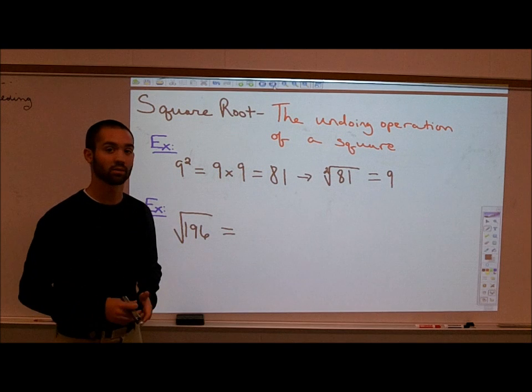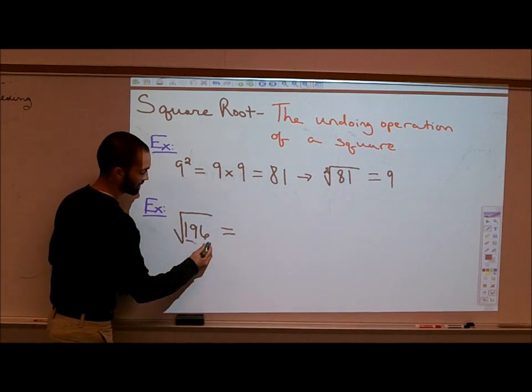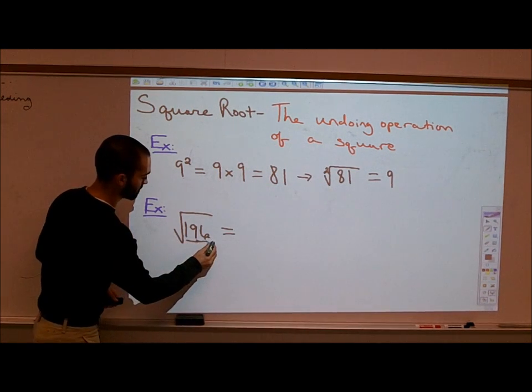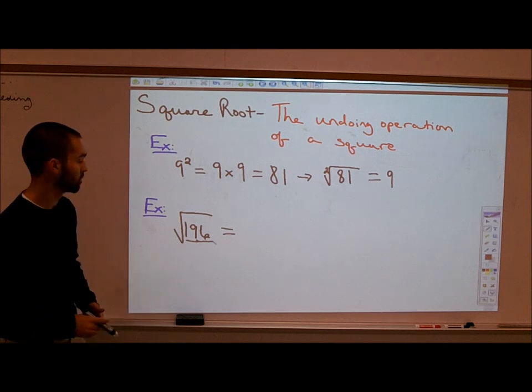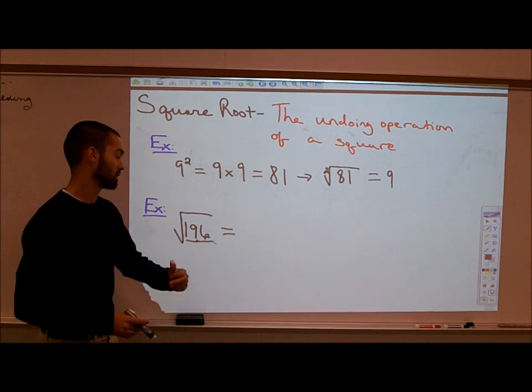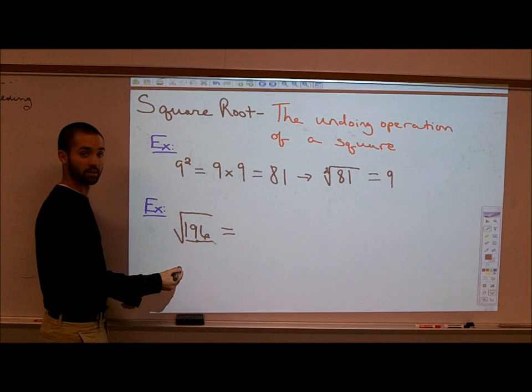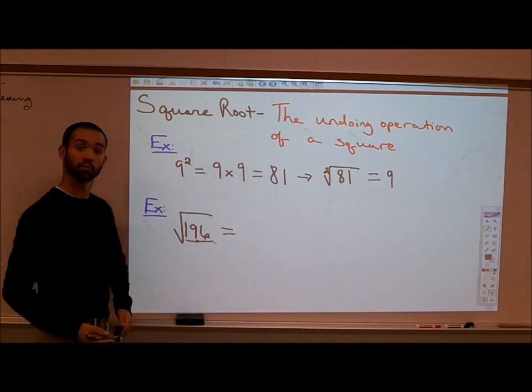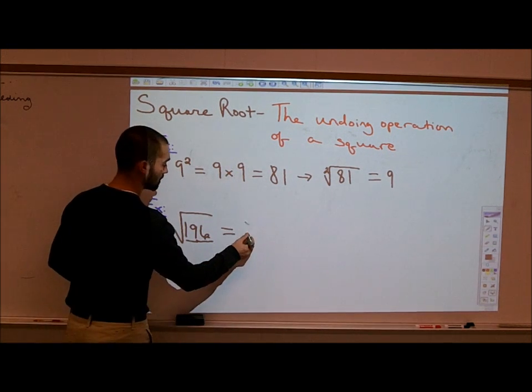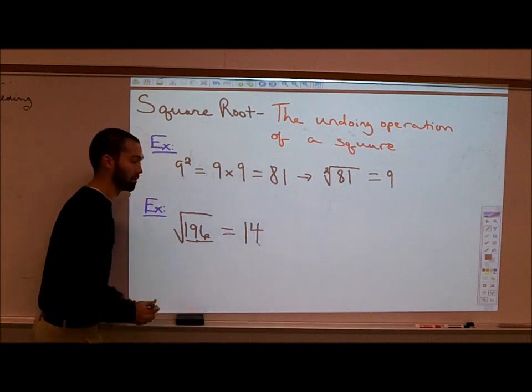Well, if you go back to your table, you're trying to determine, is this guy right here a perfect square? Well, if you went back to your table, you figured out, oh yeah, 196 is in my perfect square column. What number does it belong to? It belongs to the number 14. Okay?